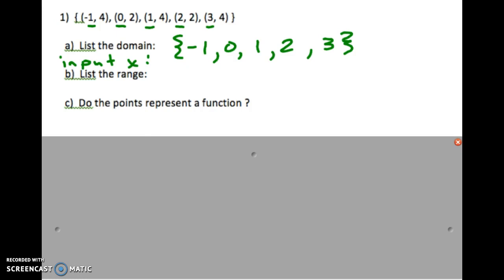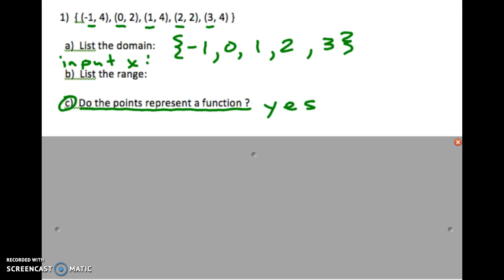Now, at this point, we can jump down to part C here, where it says, do the points represent a function? If you remember, for a function, each x value or input value can only have one output, or in this case, y value. It means in the list of points, each x can only be used once. For example, number 1, each x value, the -1, 0, 1, 2, 3, was only used once. So the list of points here would be a function.